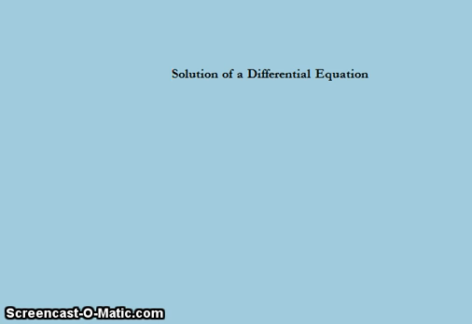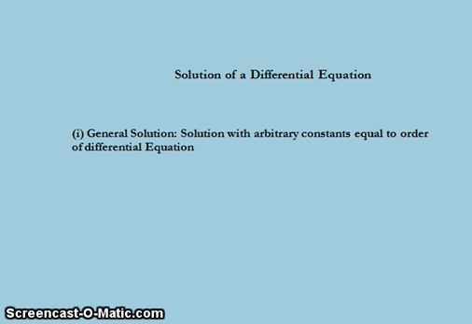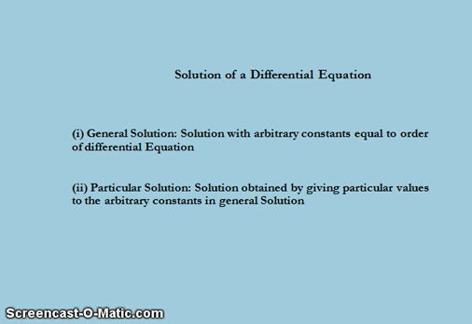A differential equation has two solutions, general solution and particular solution. Starting with the general solution, it gives a solution of a differential equation with arbitrary constants equal in number to the order of the differential equation. A particular solution is obtained by giving a particular value to the arbitrary constant in a general solution.